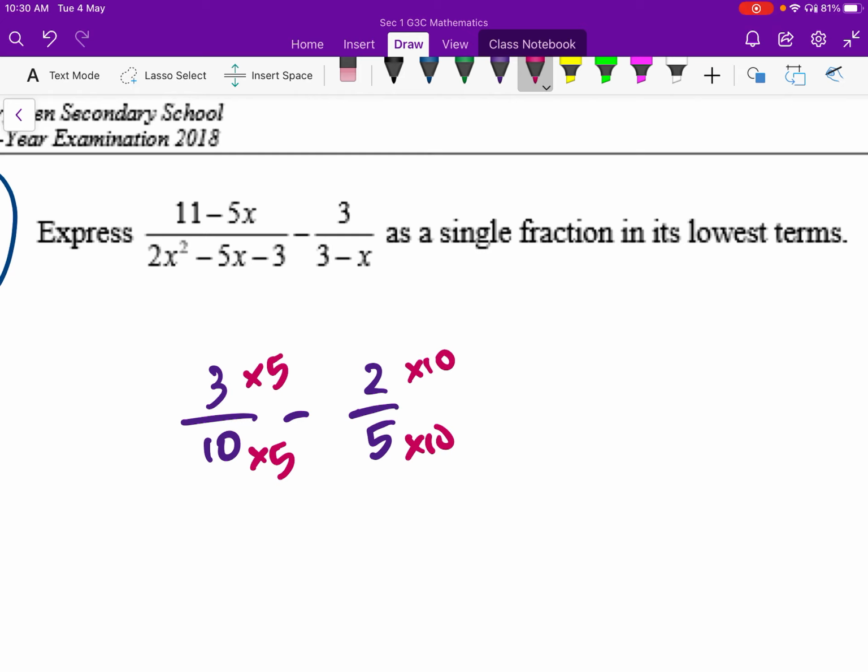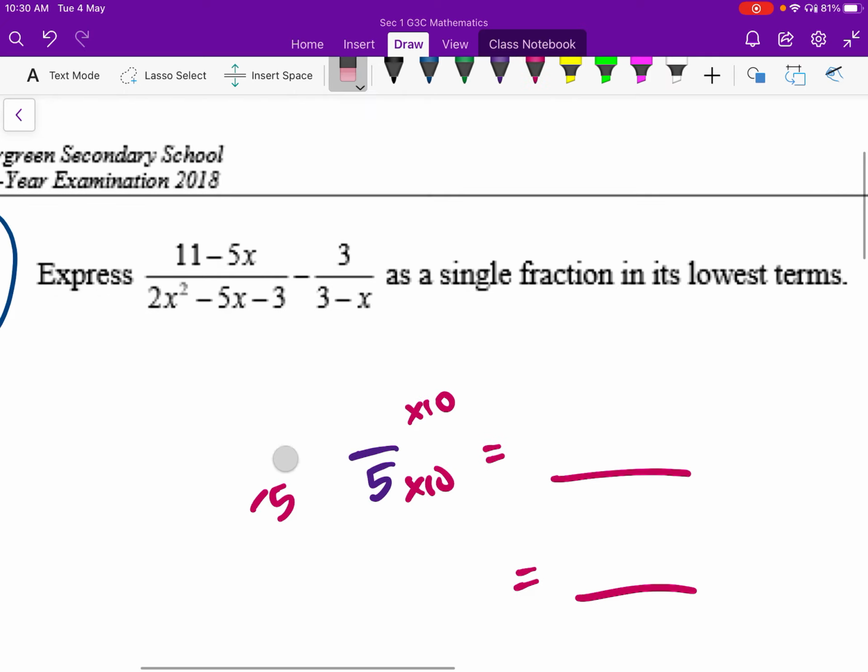What would you all like the denominator to be? You like the denominator to be 10, not 50, because 5 is a factor of 10. You don't want to unnecessarily make the denominator very big, because when you make it very big, you will still need to simplify it. What's worse when it comes to algebra?